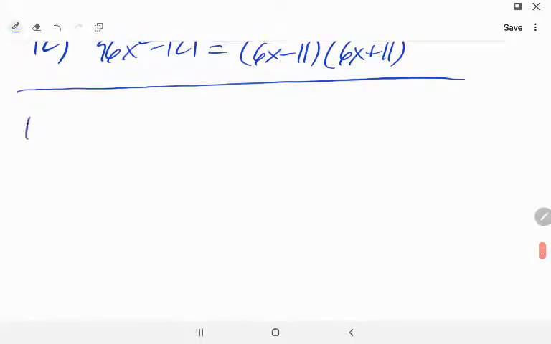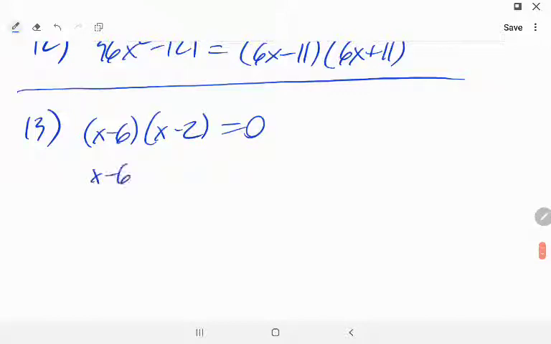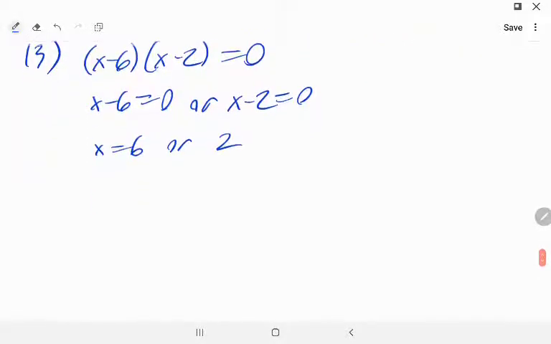Number 13. We're solving using the zero property. So we've got the quantity x minus 6 times the quantity x minus 2 equals 0, so it's already set up for us. We know that x minus 6 equals 0, or x minus 2 equals 0, and so x equals 6 or 2.